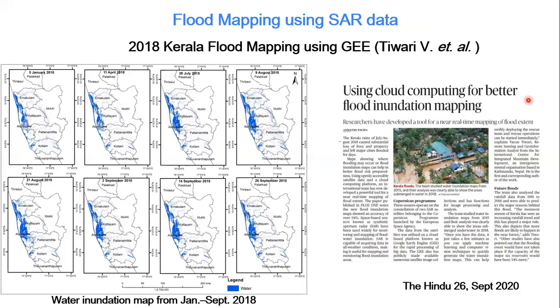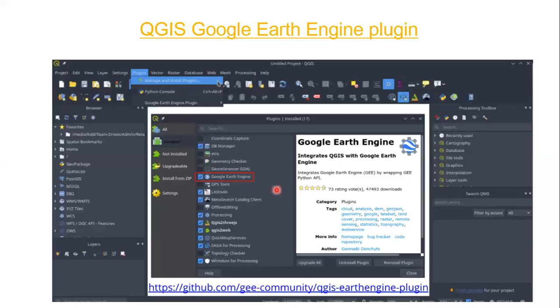Then you can perform analysis not only with optical data, but with the help of microwave data you can perform various analyses. This is a case study performed by Varun Tiwari, one of my colleagues and friends. He has done some mapping on the 2018 Kerala flood, and with the help of Sentinel-1 microwave images, they have shown how the flood inundation occurred from the start of the flood season to the end of it.